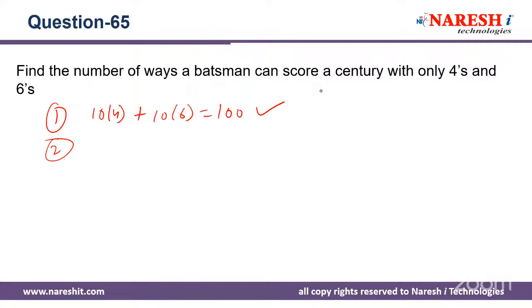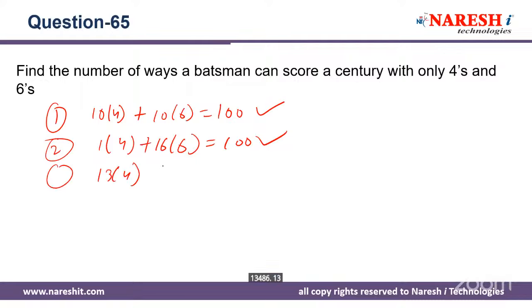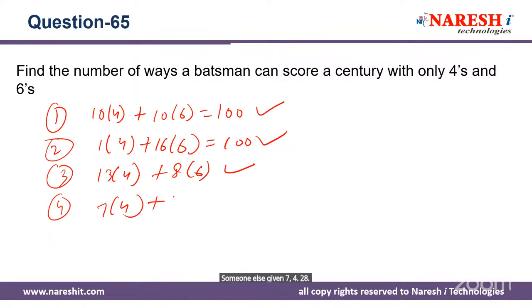1 four, 16 sixes. Okay. Only one four plus 16 sixes. 16 sixes is 96 plus 4, 100. Correct. Next. 13 fours, 8 sixes. 13 fours, 52 plus 8 sixes, 48. Correct. Someone else gave 7 fours, 28, plus how many sixes? 7 fours and 12 sixes, 72. Correct.